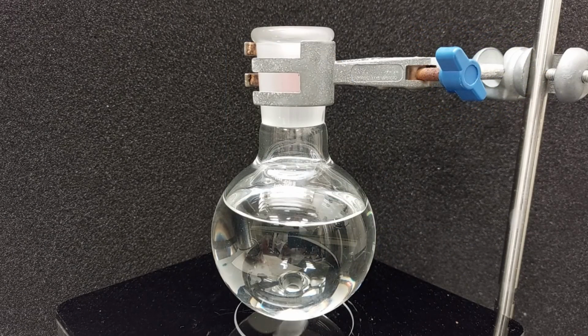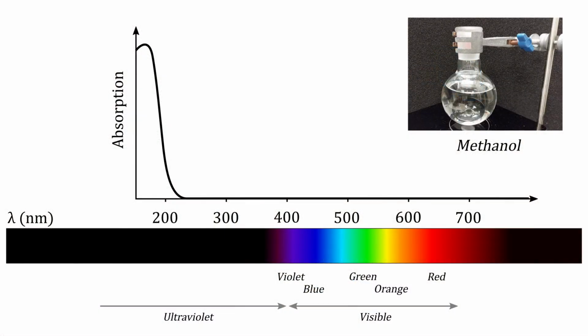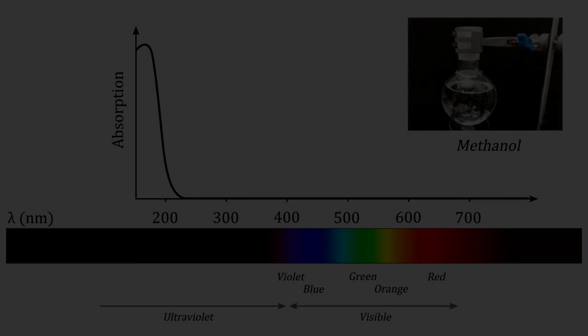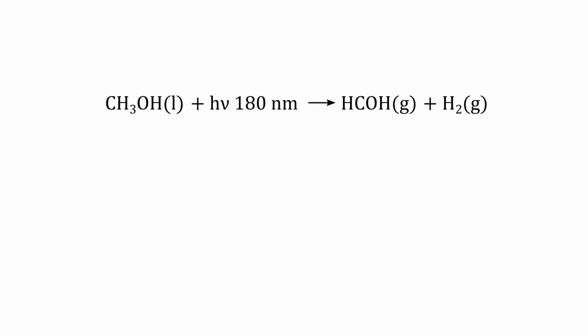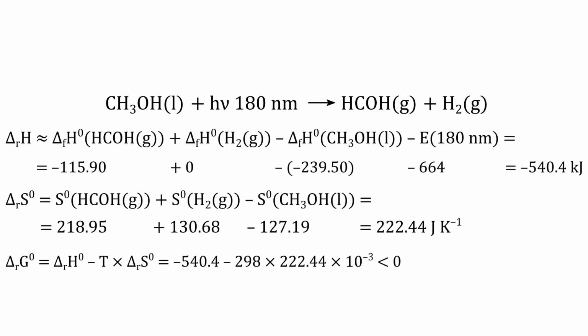Methanol is a colorless, transparent liquid. It absorbs photons with wavelengths shorter than 200 nanometers. Calculations on the photochemical conversion of methanol to formaldehyde and hydrogen driven by 180 nanometer photons indicate that the reaction is spontaneous at 298 Kelvin.